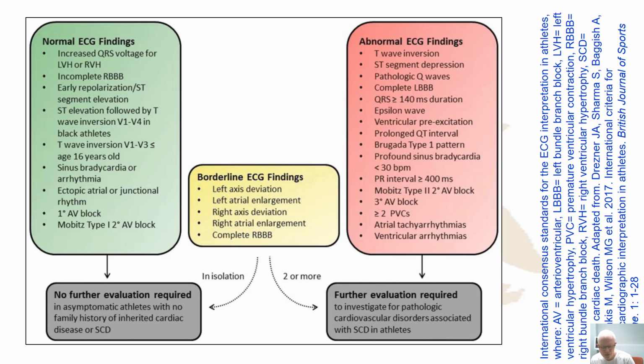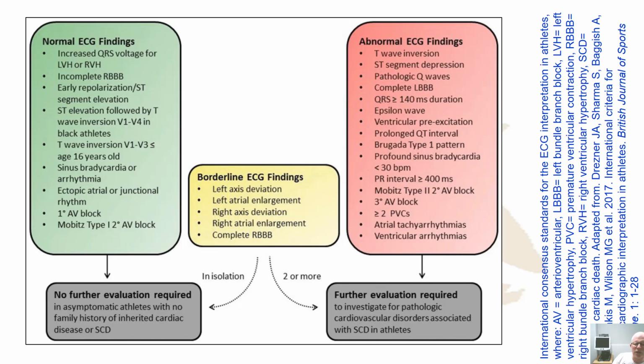This is from a fantastic position paper in the British Journal of Sports Medicine, published not long ago in 2017. You can see a flow diagram for the interpretation of normal and abnormal ECG findings in an athletic population group, and then the bit in the middle, the borderline ones. Normal findings in somebody who's trained would include an increase in QRS voltage. You'd expect the QRS complex to be higher because they've got a greater stroke volume. They can eject more blood per beat of the heart.